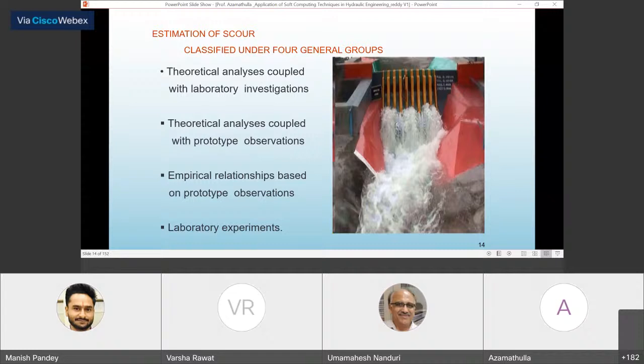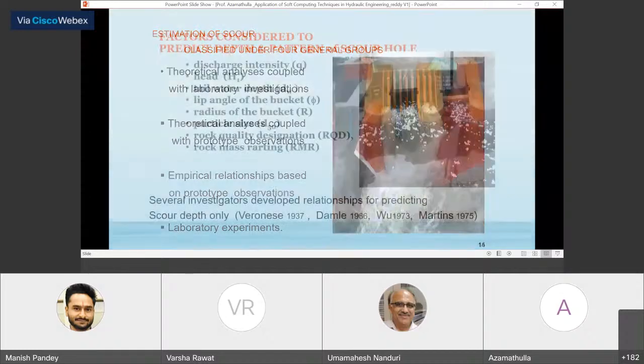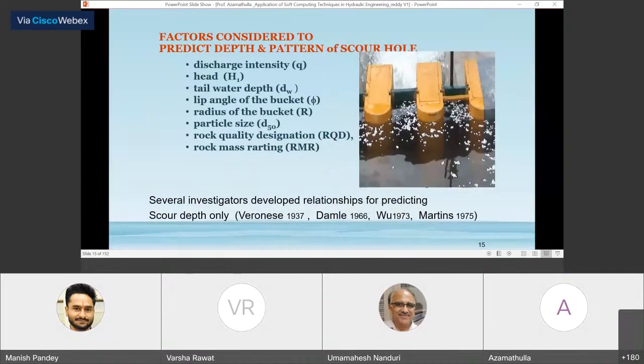Here, see the estimation of scour. This is theoretical analysis coupled with laboratory investigation, theoretical analysis coupled with prototype observations, and empirical relationships based on prototype observations and laboratory experiments. The factors considered to predict scour depth are discharge intensity and head, tailwater depth, lip angle of the bucket, radius of the bucket, particle size D50, rock quality designation, and rock mass rating.